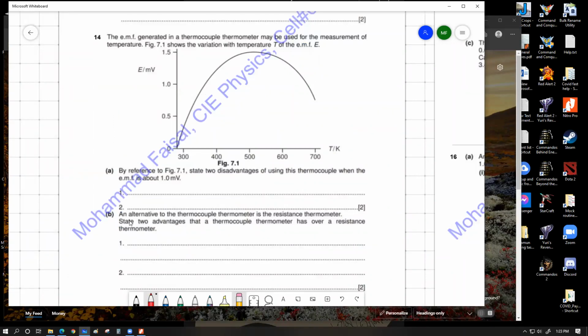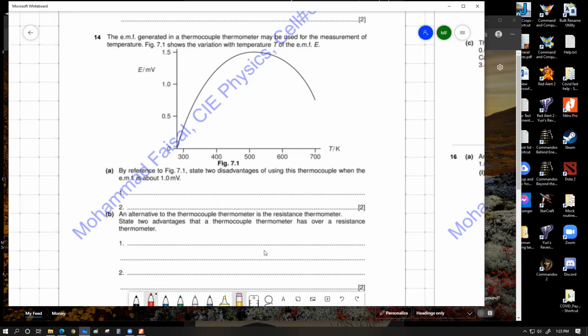In question number B, it says an alternative to the thermocouple thermometer is the resistance thermometer. So two advantages that a thermocouple thermometer has over a resistance thermometer. I think this is a perfectly theoretical answer, nothing related to this graph. You just have to know properties of the resistance thermometer and the thermocouple thermometer.